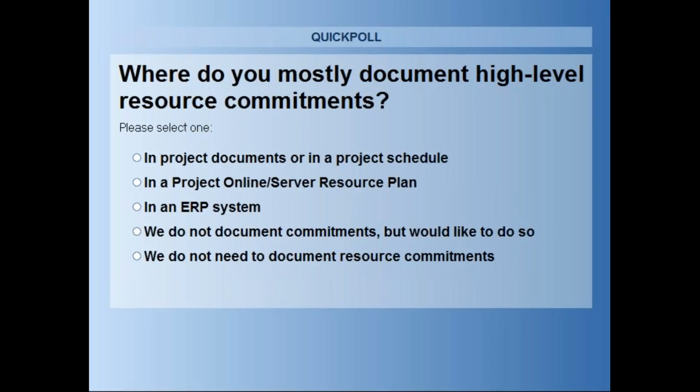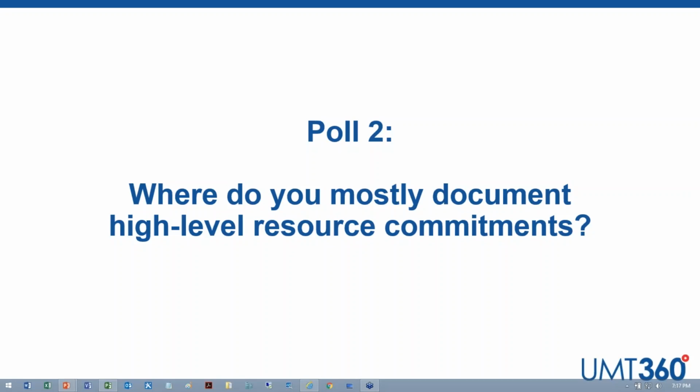So option 1 here is, we document high-level agreements in project documentation. Could be an Excel document or maybe a schedule. Some organizations may already be using resource plans, either in a current version or an earlier version. Some organizations use ERP systems like SAP, Oracle, or PeopleSoft. Some organizations simply don't document high-level commitments, and other organizations may simply not have a need for documenting commitments at all. Okay. Now here we just got over half the responses, 60%. Let me go ahead and close the survey and share the results back with you.